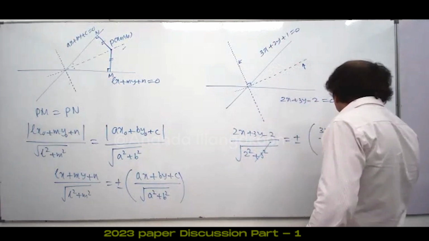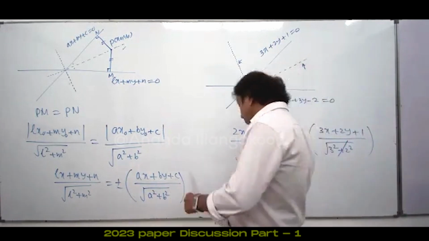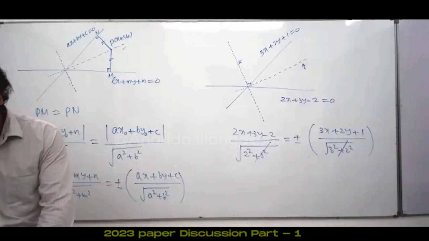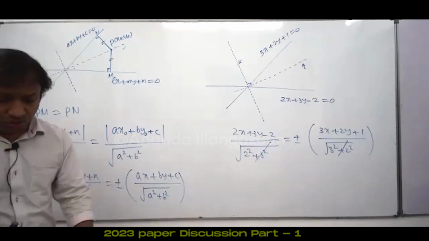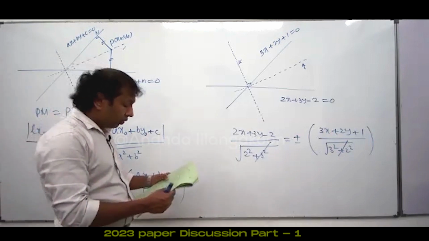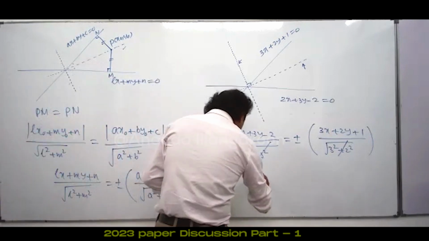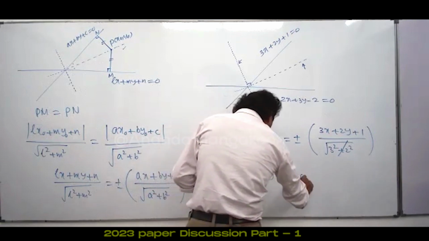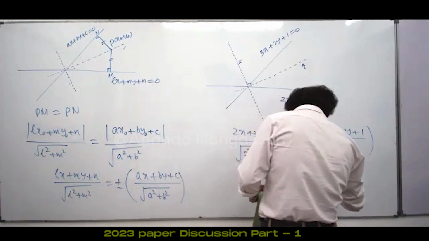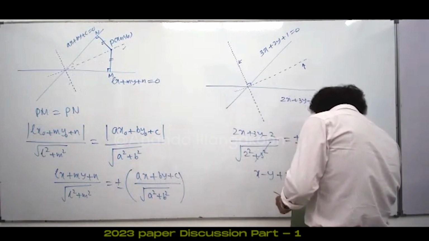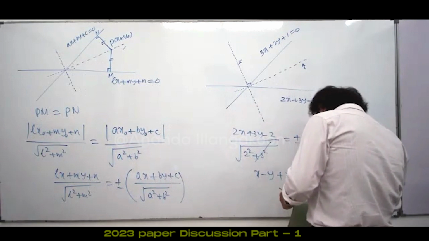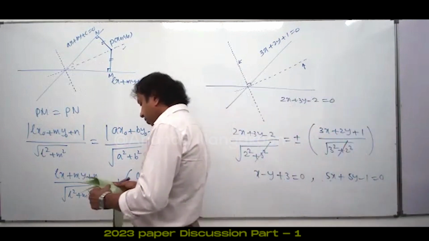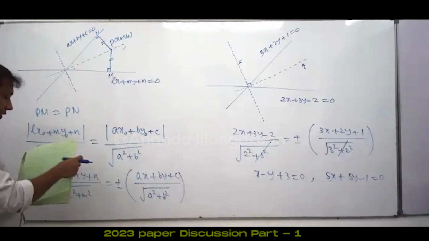These two you can cancel down. Okay. When you take the plus sign and minus sign separately and solve this, the two equations we get, I am going to write. One equation comes as x minus y plus 3 equals 0. The other one comes as 5x plus 5y minus 1 equals 0. This way, we get the two equations of the bisectors.